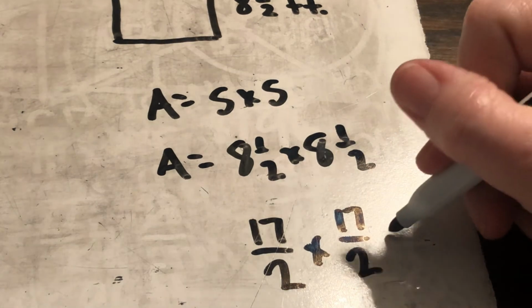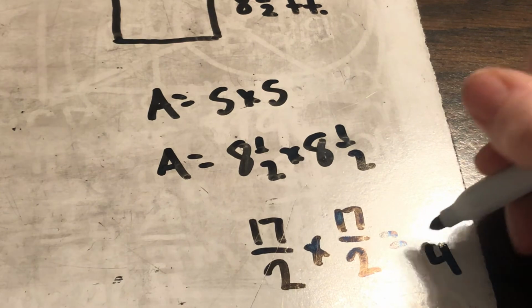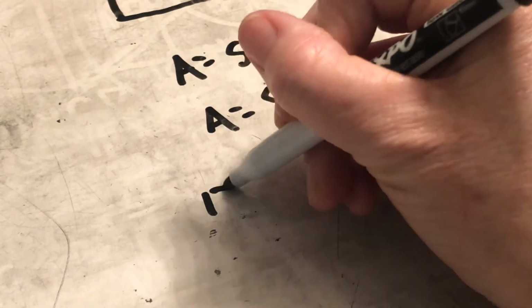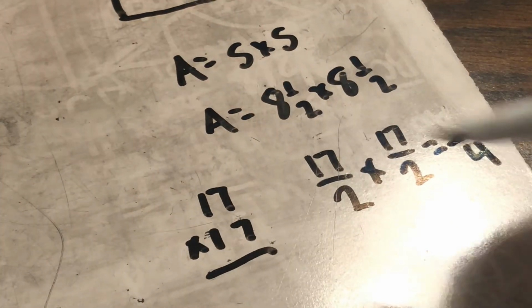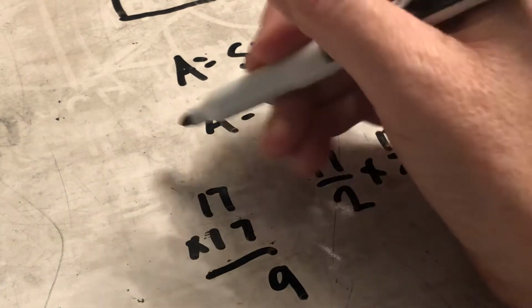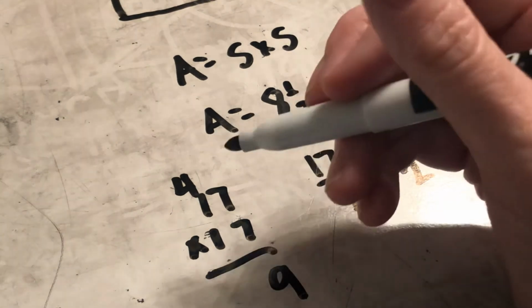Okay, so we're gonna have to go ahead and multiply. 2 times 2 is 4. And I'm gonna have to do 17 times 17 out to the side because I'm not gonna be able to do that in my head. So let's put 17 times 17 out to the side. 7 times 7 is 49. I'm gonna carry my 4. 7 times 1 is 7 plus 4 is 11.